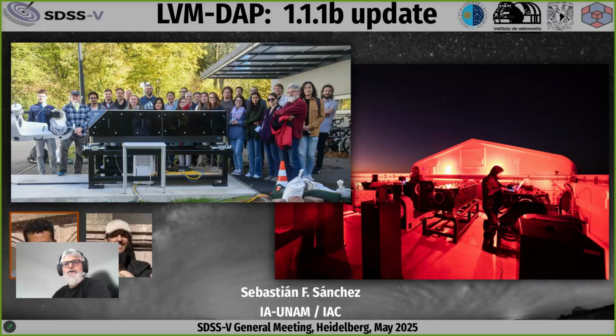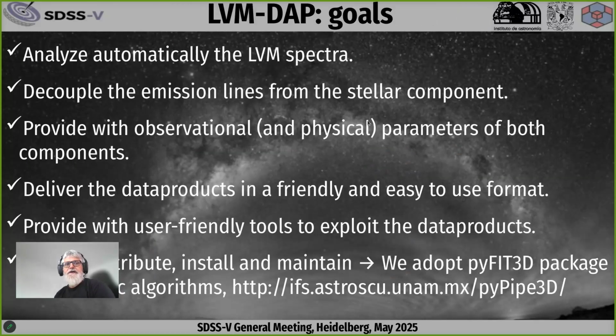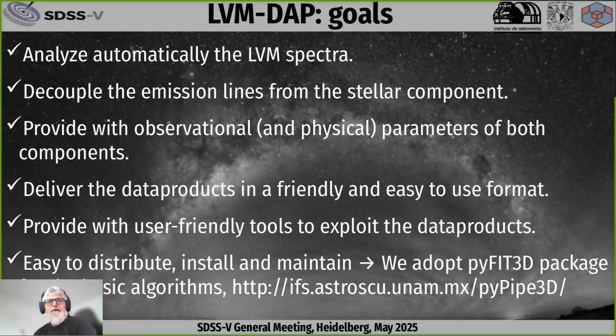So basically, what is the data analysis pipeline and what are the goals of this code? The goal of this code is to automatically analyze the spectra provided by the Local Volume Mapper once they are reduced by the data reduction pipeline. This is important to remember because later, in a second video, I will present the format that is delivered by the data reduction pipeline, how to read it, and how to visualize it as a first step before analyzing it.